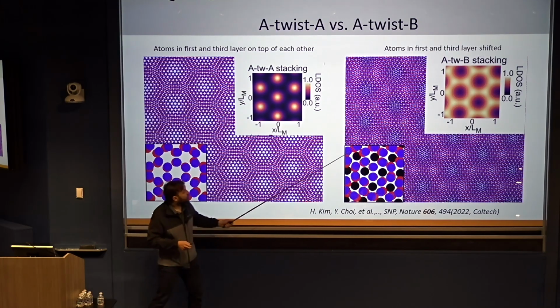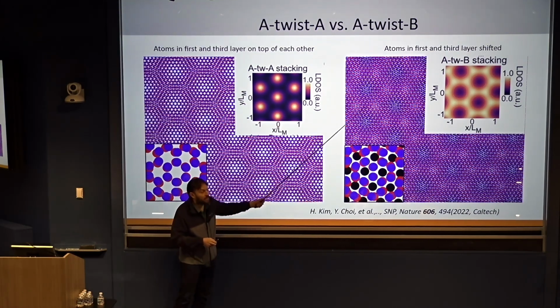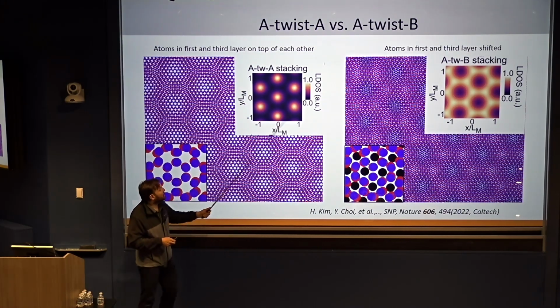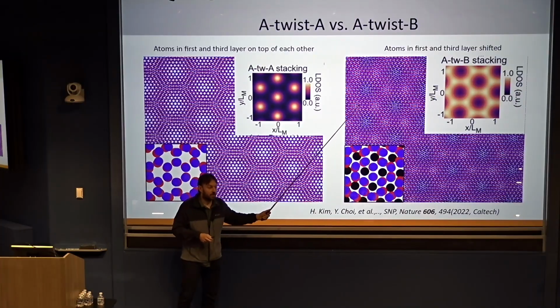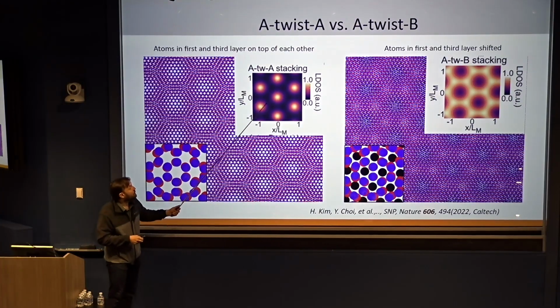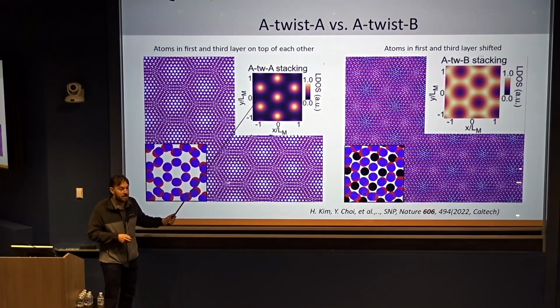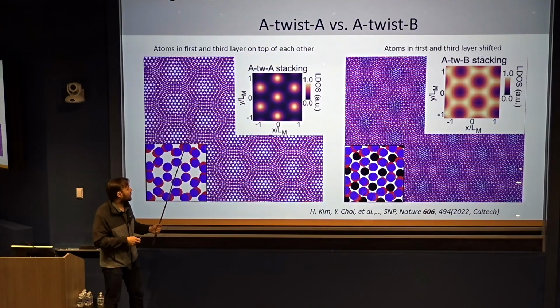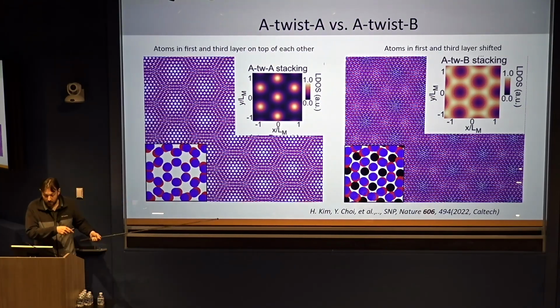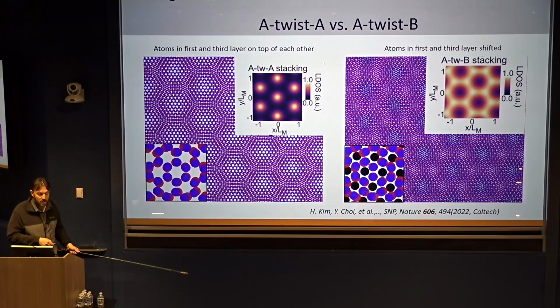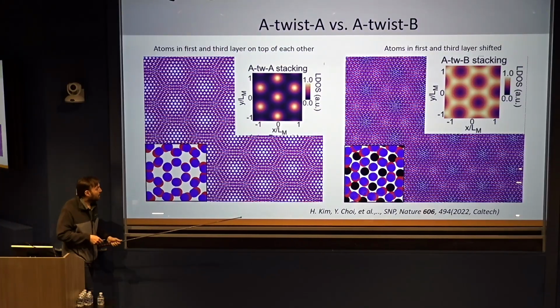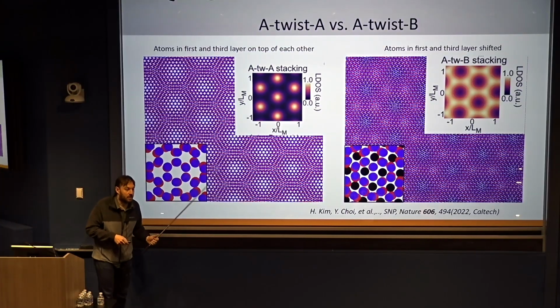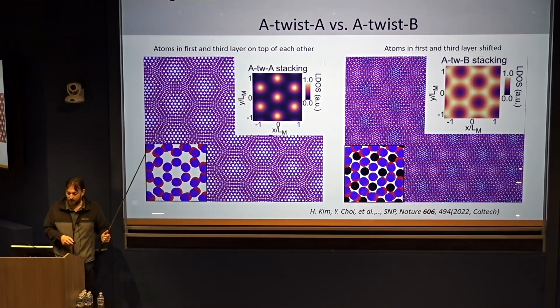But here, if you had some kind of relative shift, what you would see in the density of states is a completely different symmetry. So the fact that in the experiment you see this kind of triangular lattice tells you that this is the predominant orientation, the dominant configuration of the atoms in the TTG. And this was confirmed: there is atomic reconstruction that favors this particular configuration.